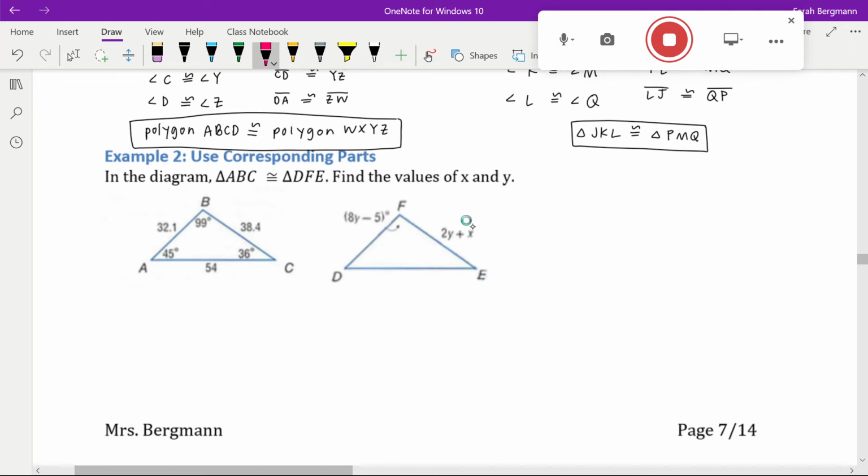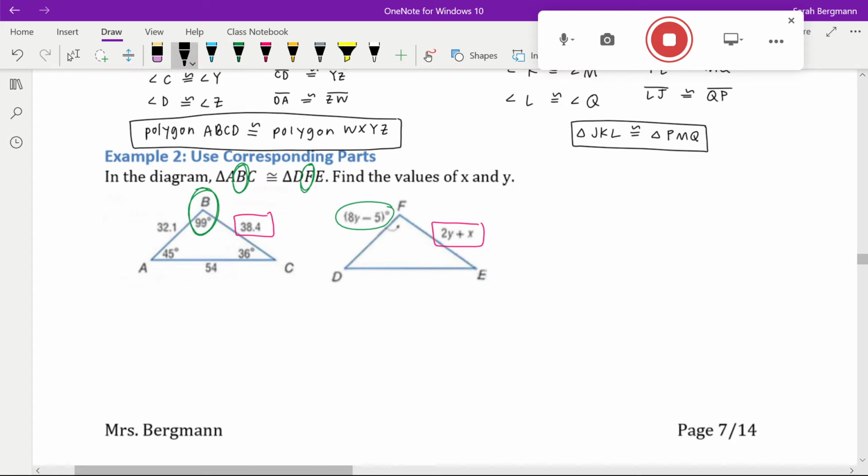So I want to find the values of x and y. I see an x and a y on side FE. So I'm going to see what corresponds to FE. They're in the last two spots, so I know it must correspond to BC. So I'll circle those or highlight them in the same color or style so that I know they're corresponding. Also, I see angle F has a y variable. So I'm going to look at my congruent statement to figure out what corresponds to angle F. It's the letter in the middle, so I know it must correspond to angle B.